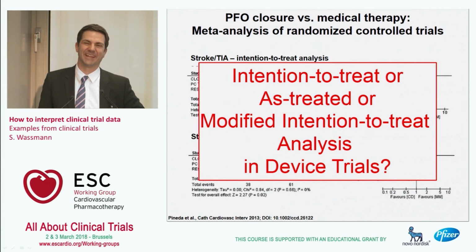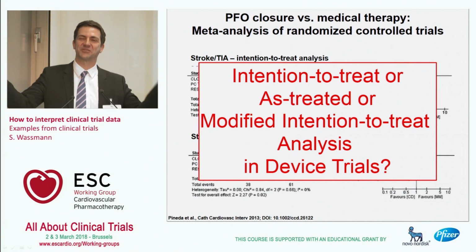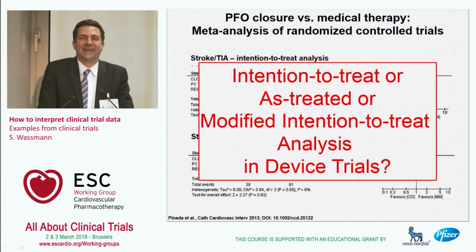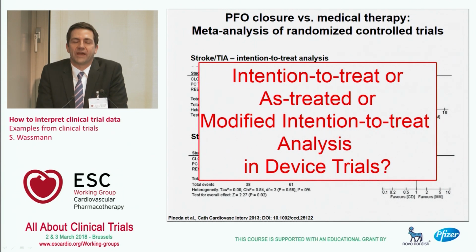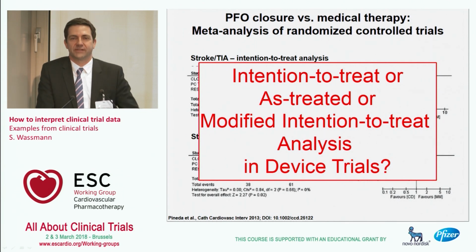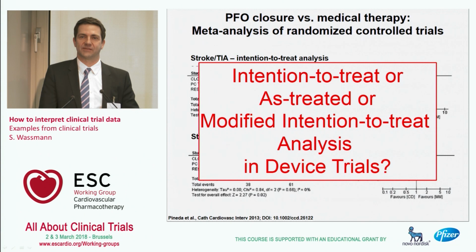Both is always good. So you just choose what you want, right? Yeah. I mean, I think it's a perfect example why intention to treat, although it's the standard, it doesn't really make sense. That's my opinion.